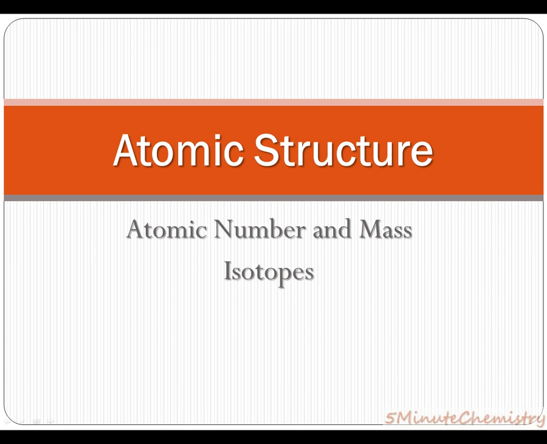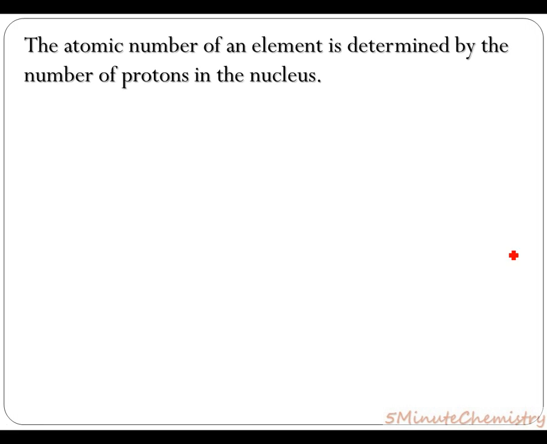Alright guys, we are going to talk about atomic number and mass as well as isotopes today. We're going to go ahead and get started here. First off, the atomic number of an element is determined by the number of protons in the nucleus. Okay, so this is a pretty important part. Atomic number. The atomic number is the same as the number of protons.